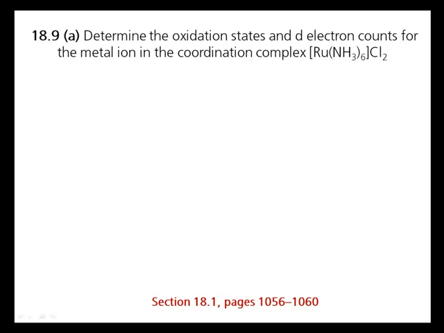In this problem, we'll determine the oxidation states and the number of d electrons in the metal atom in each of 5 different coordination complexes, beginning with this ruthenium complex. Each chlorine is at an oxidation state of -1 for -2 in total. The ammonia is neutral, and since the complex is neutral, the ruthenium ion must be at a 2+ oxidation state.